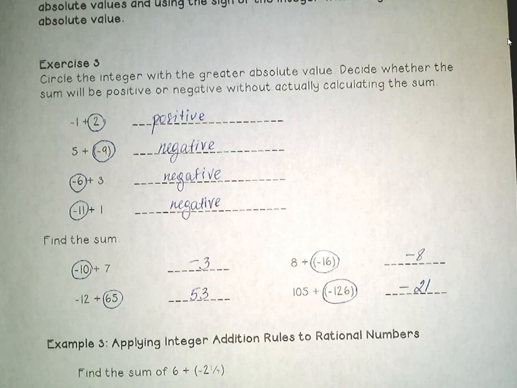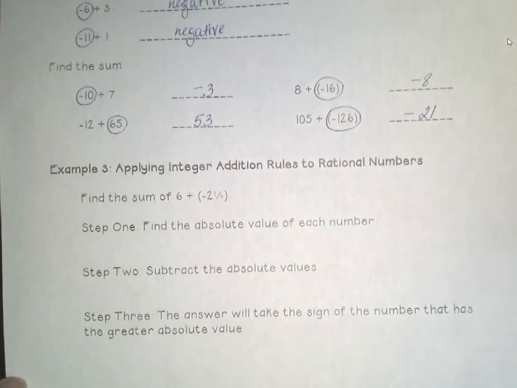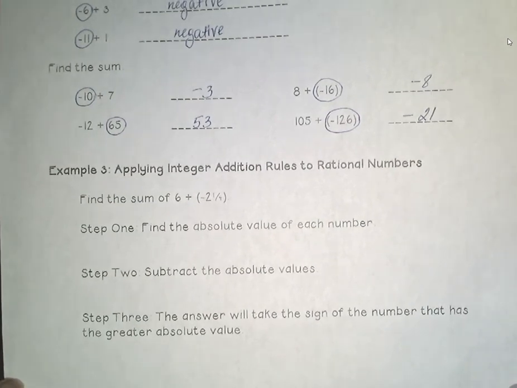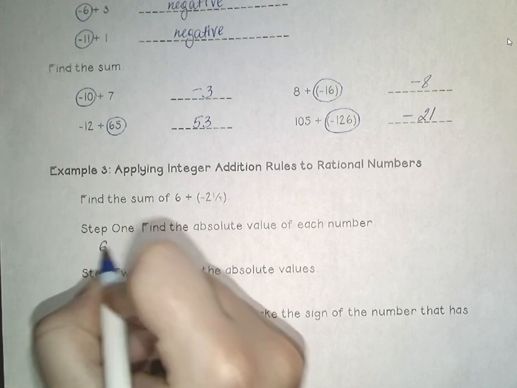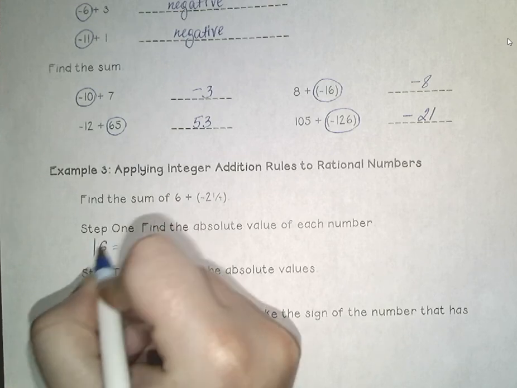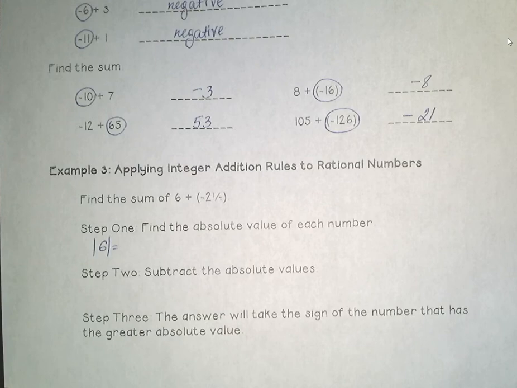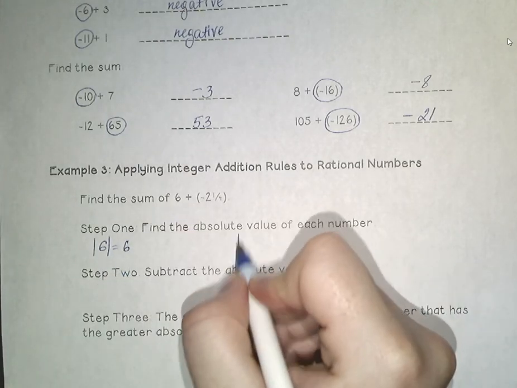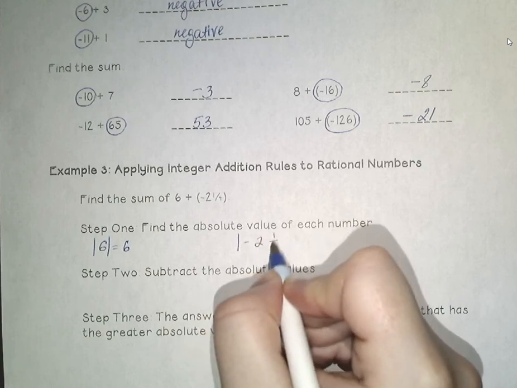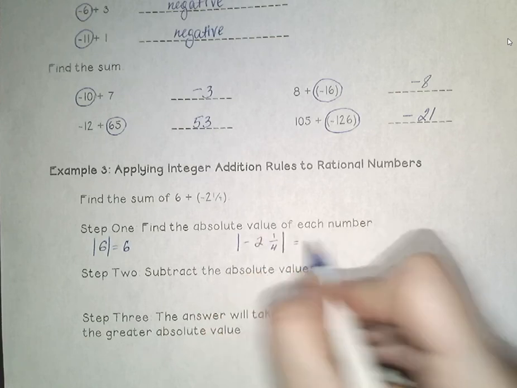Okay, so now how do I apply integer addition rules to rational numbers? Here we need to find the sum of 6 plus negative 2 and 1/4. Step 1, find the absolute value of each number. The absolute value of 6, these are the brackets for showing absolute value, is 6. The absolute value of negative 2 and 1/4 is positive 2 and 1/4.